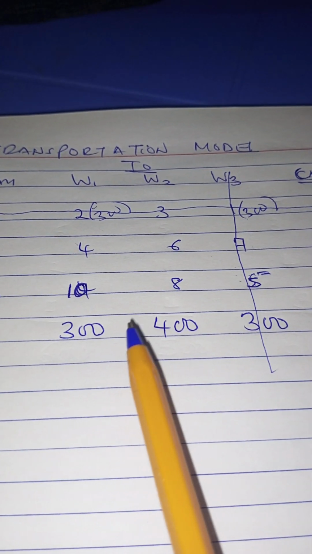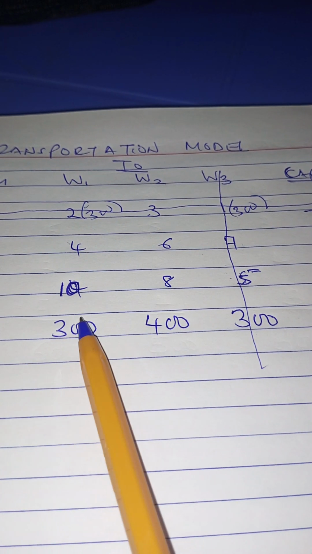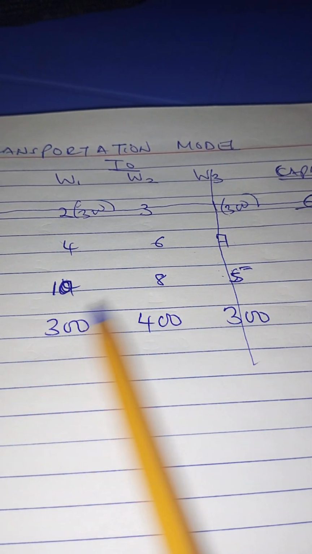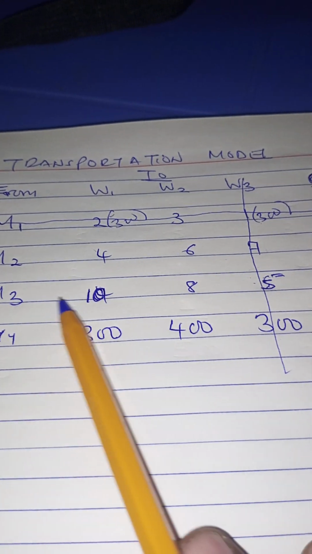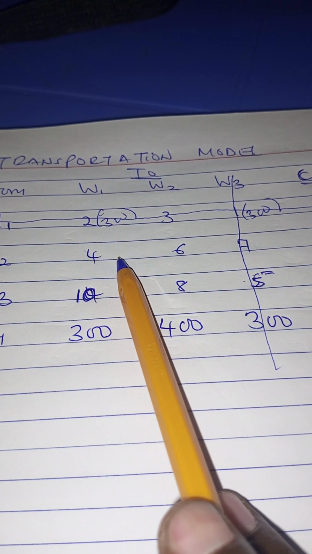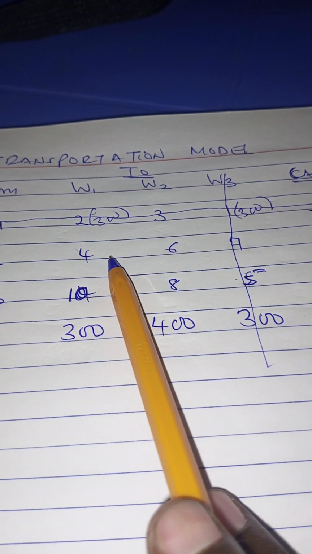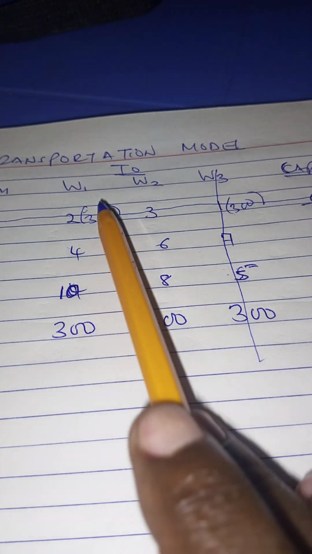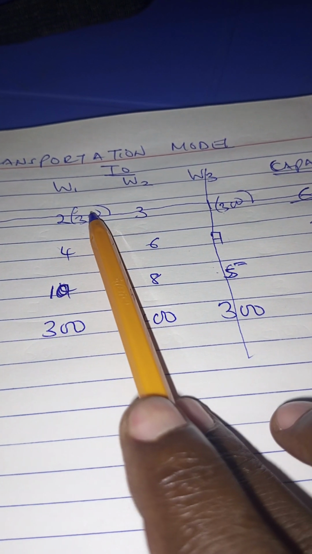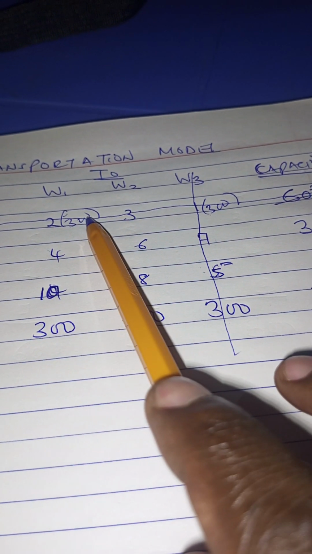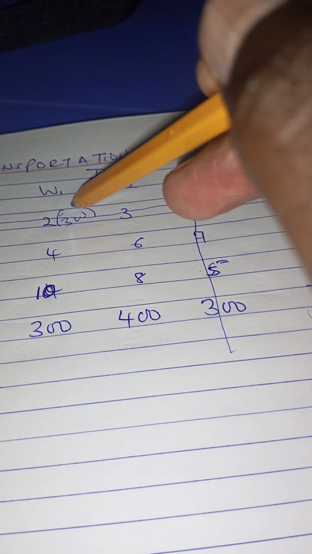The numbers we are seeing are 4, 6, 10, and 8. Again, considering the lowest number, the lowest we can see is from M2 to W1. But at the same time, we also see that W1 has already filled its capacity because we have assigned 300 units from M1, and because the capacity for W1 was 300, warehouse 1 has already been filled up, and so we cancel out the W1 column.